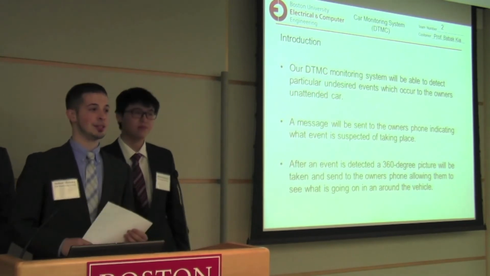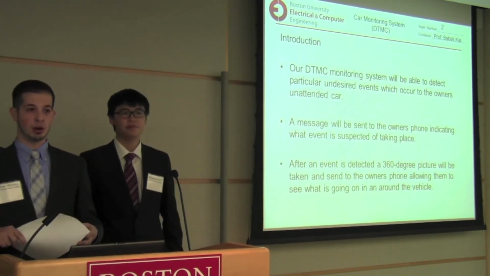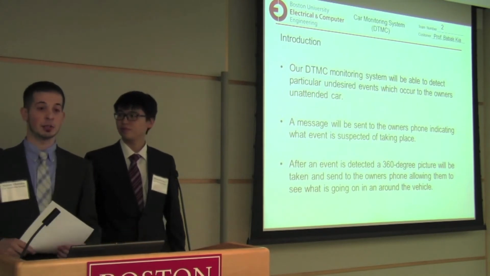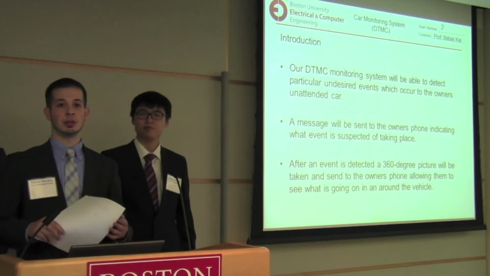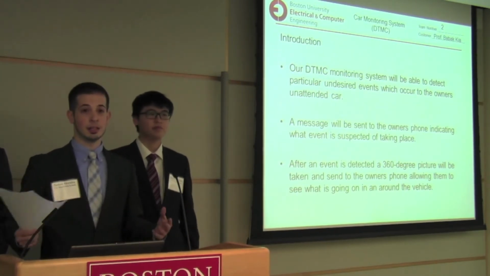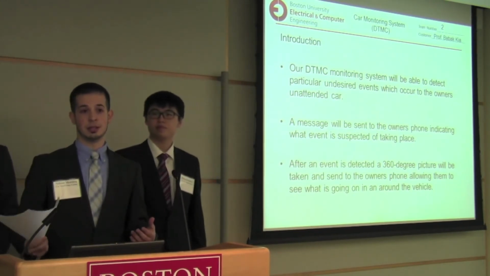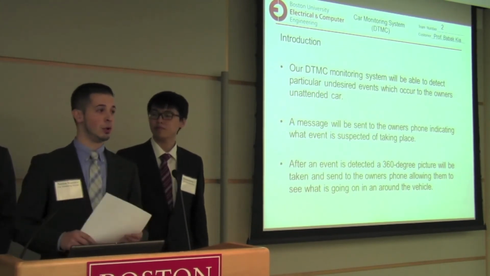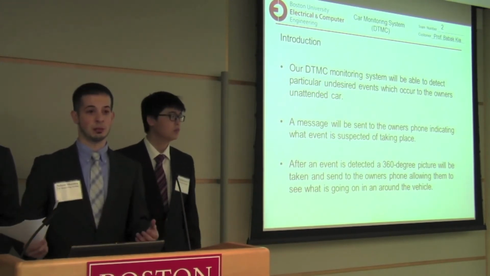So our product consists of 3 different modules. The first module plugs into the OBD port of the car, which is just a port that's down by the gas pedal. What this module is going to do is detect particular undesired events to your car that is being unattended in a parking lot. Once one of these undesired events is detected, you'll get a message on your phone telling you which of these undesired events is suspected of taking place.